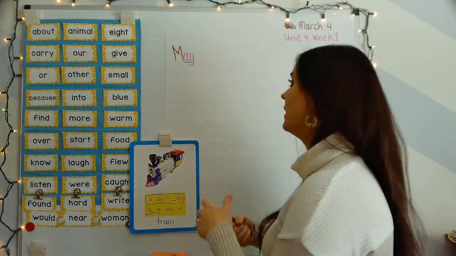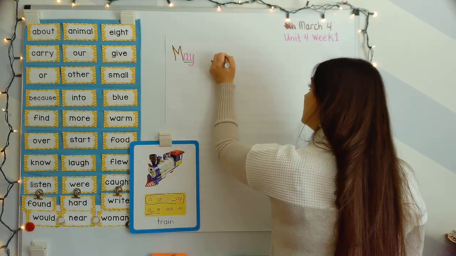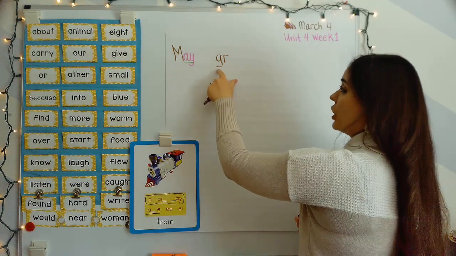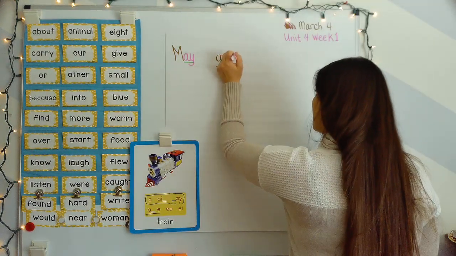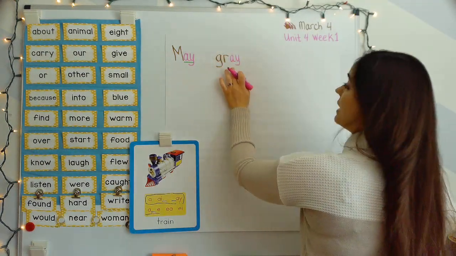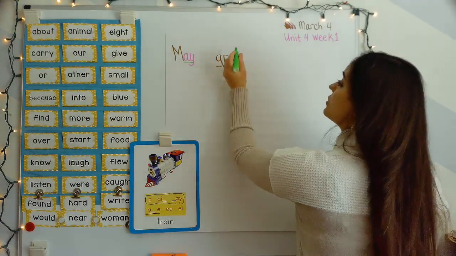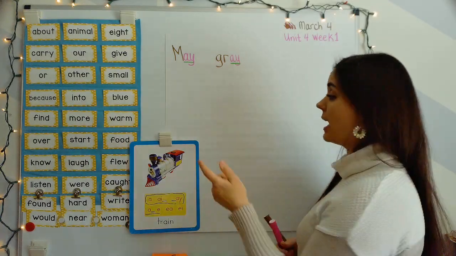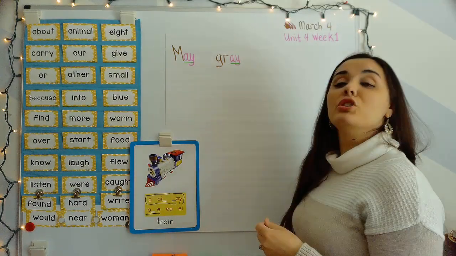Okay, next word, gray. Your turn. A, gray. So this word gray only has two sounds. G-R, g-er, gur. And A-Y, a vowel team. Those two vowels, A and Y, working together to say that long A sound. Gur, A, gray.